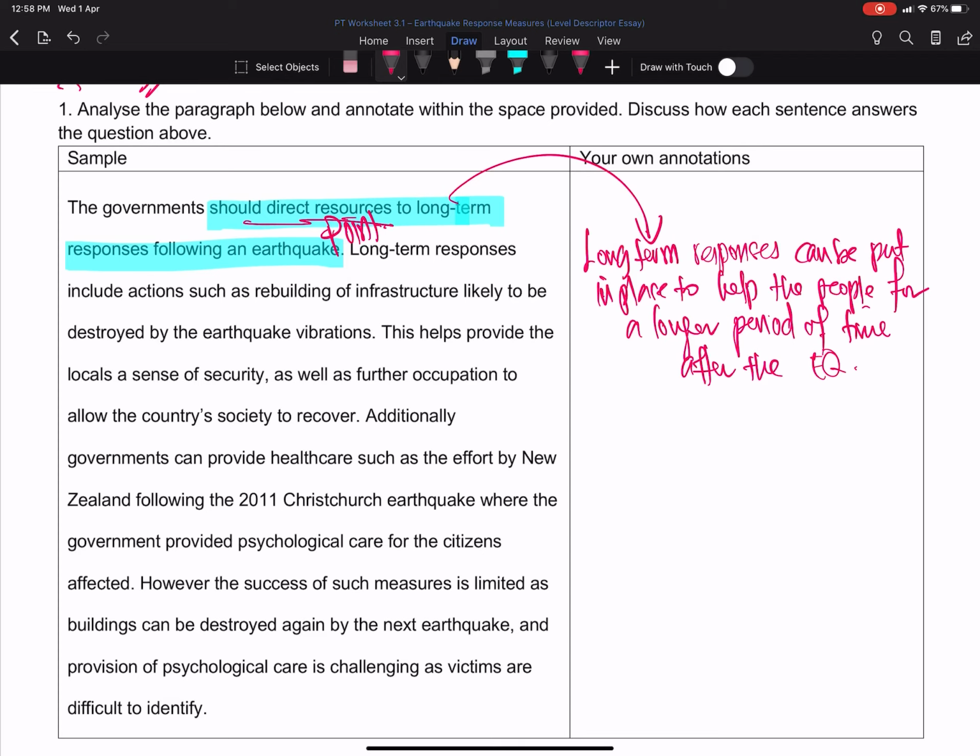Caroline, what do you think the second sentence is about? Caroline, right? No, Caroline is there. I feel like I just said your name just now. Did I? What's your name? Cecilia. Sorry, Cecilia.